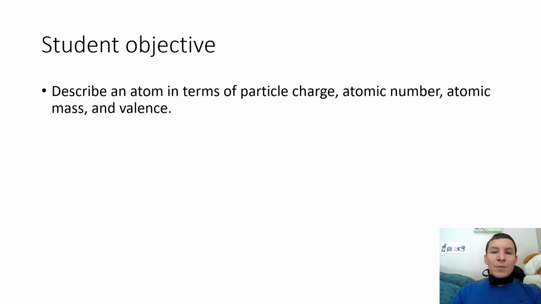When we want to describe the atom, we want to describe it in terms of particle charge. So hydrogen and oxygen are both going to be neutral because they have the same number of protons as they have electrons. So unless they are an ion, they're not going to have a charge. They're going to be neutral. In terms of atomic number, hydrogen's atomic number is 1 because it has 1 proton, and oxygen's atomic number is 8 because it has 8 protons.